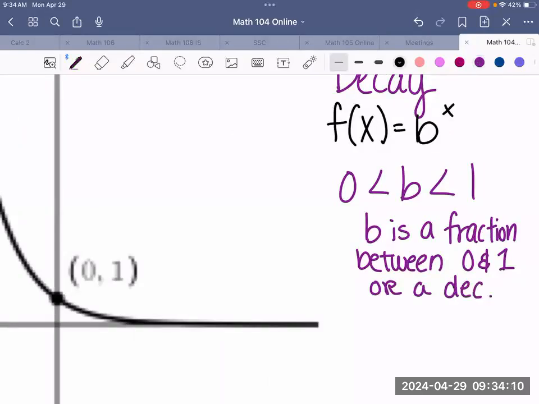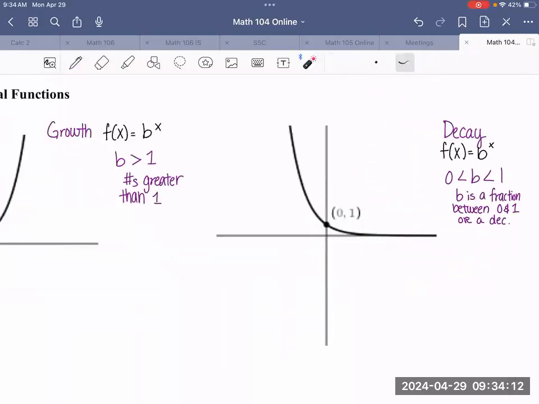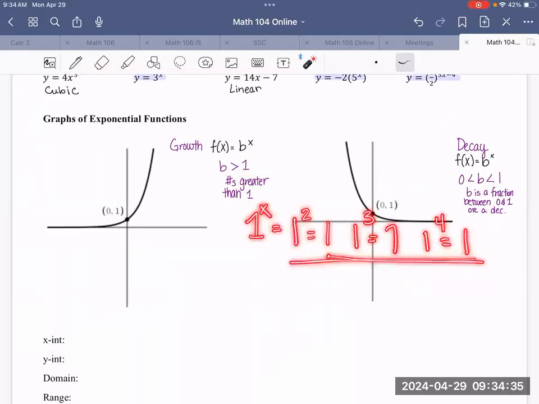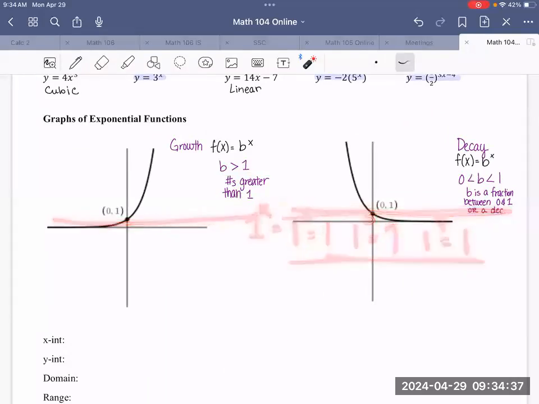Now notice both here that we are greater than 1 or less than 1, but we are not equal to 1. This is because if we are equal to 1, 1 to the 2 is still 1, 1 to the 3 is still 1, 1 to the 4 is still 1. So what we're actually creating is a solid horizontal line. So that's why we can't have b equal to 1 at any point in time.